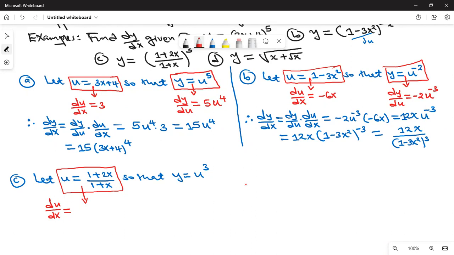Differentiate the numerator, that is 2, keeping the denominator constant, that is 1 plus x. Then minus, the numerator is constant, 1 plus 2x is a constant, differentiate the denominator, we are going to get 1. Everything over the denominator squared, so that is (1 plus x) squared.